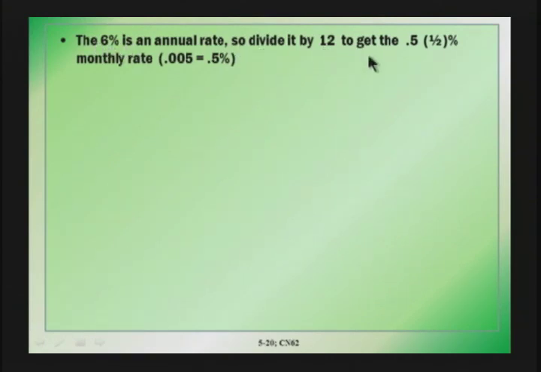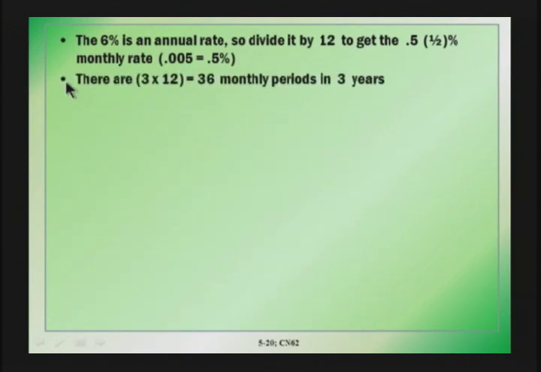6% divided by 12 is 1/2 of 1% per month. As a decimal, I would take 0.06 and divide by 12 and I would get 0.005. That as a percentage is 1/2 of 1% per month.